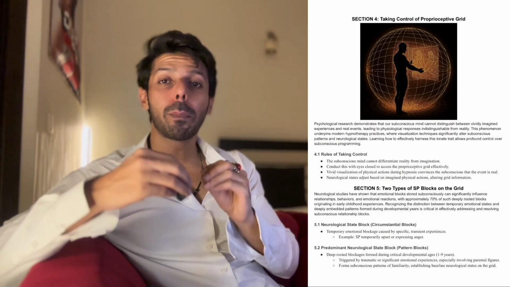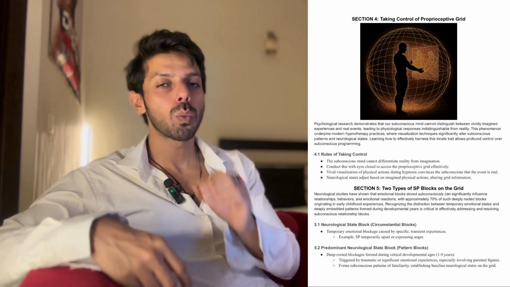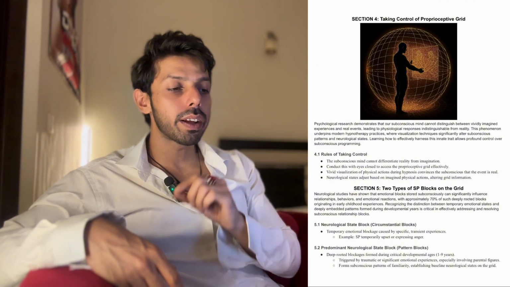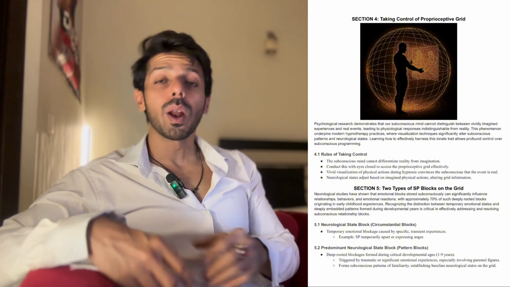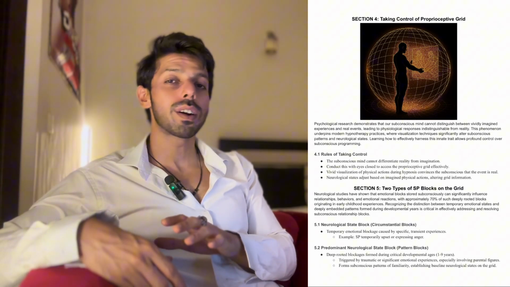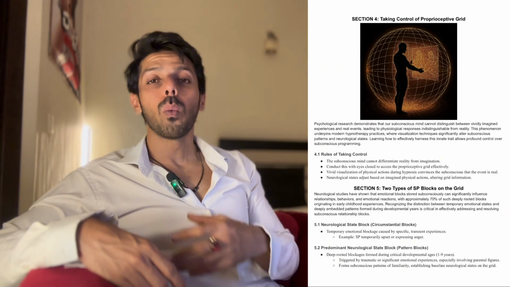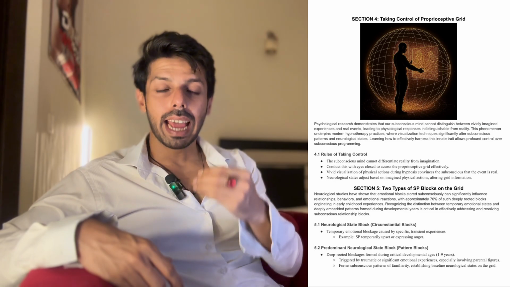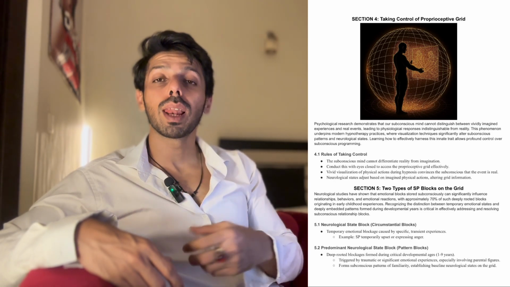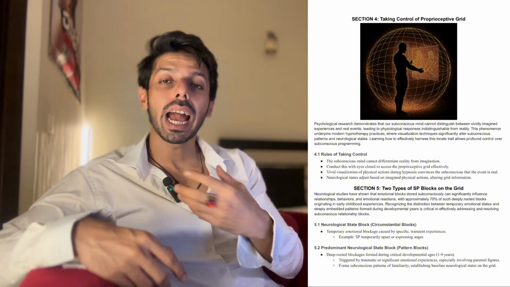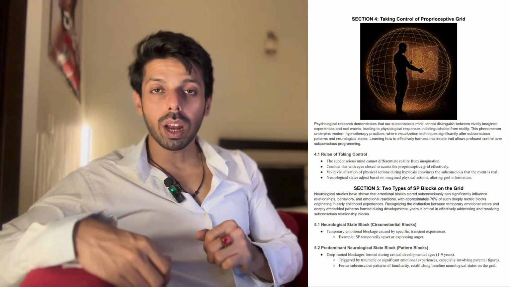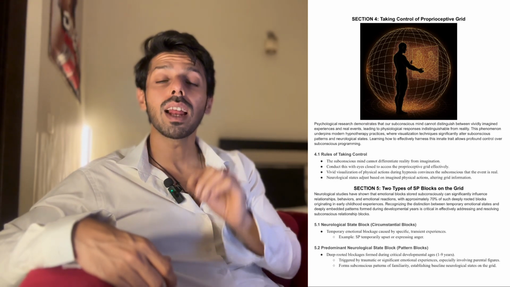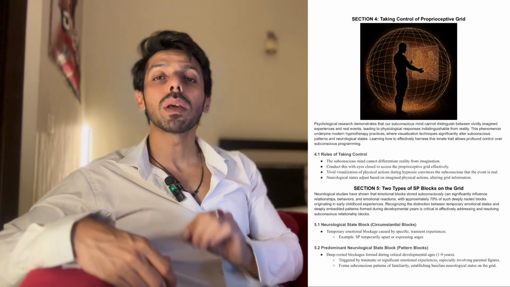Now let's understand predominant neurological state blocks, which are known as pattern blocks. Deep-rooted blockages form during critical developmental ages 1 to 9. Now, if you have been watching my training programs, you're going to understand this: between the ages of 1 to 9, when our subconscious mind is actually developing and learning the ways of this world, that is when our subconscious mind develops familiarity. Whatever familiarity we develop between the ages of 1 to 9 will keep playing out in our life. We will keep finding familiar experiences in our adult life that will mimic the experiences of our childhood.